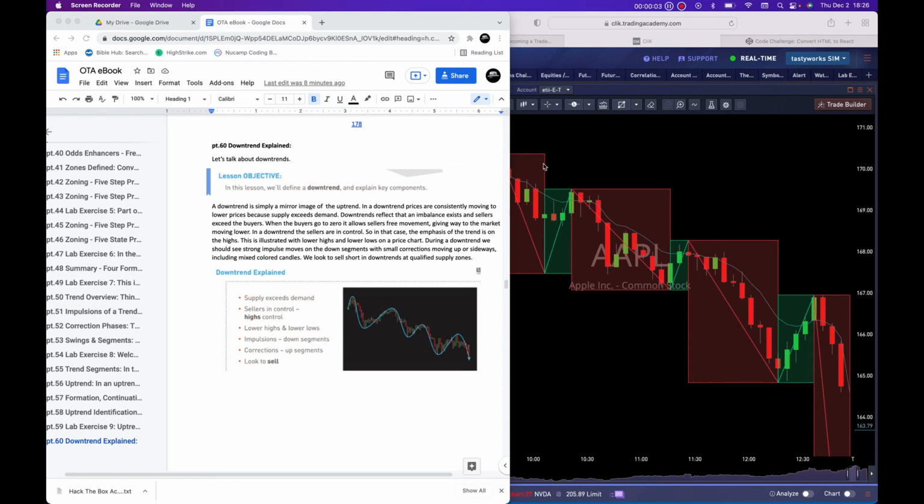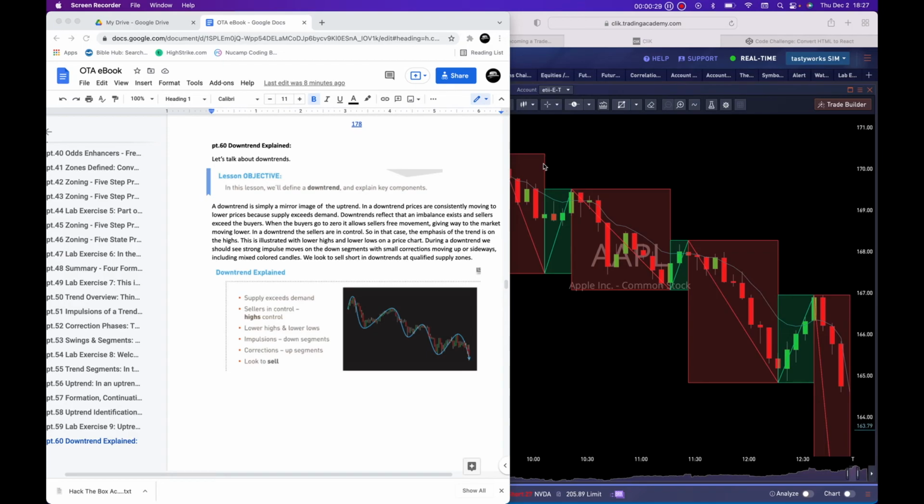All right, let's talk about downtrends. In this lesson, we'll define a downtrend and explain key components. A downtrend is simply a mirror image of the uptrend. In a downtrend, prices are consistently moving to lower prices because supply exceeds demand. Downtrends reflect that an imbalance exists and sellers exceed the buyers.